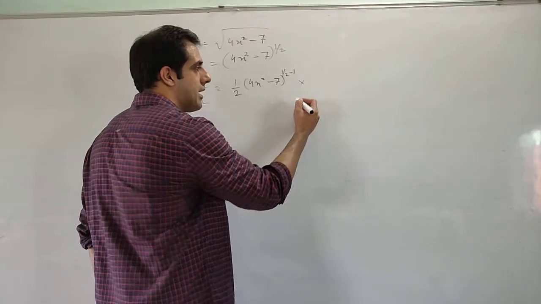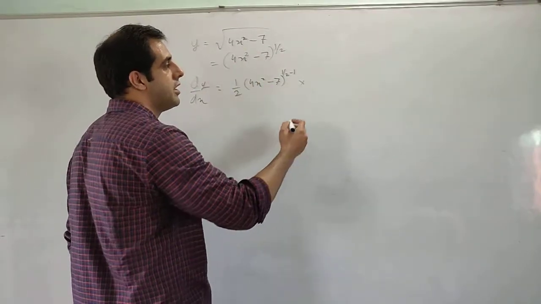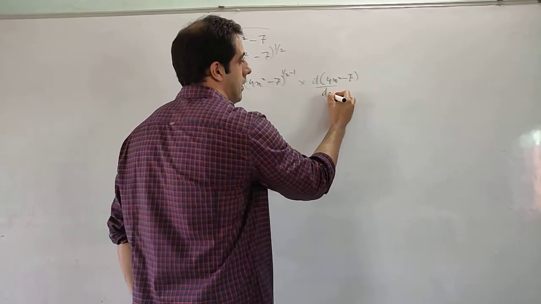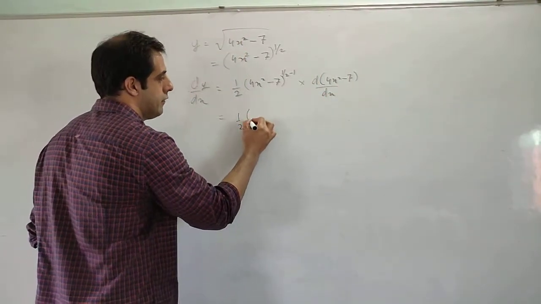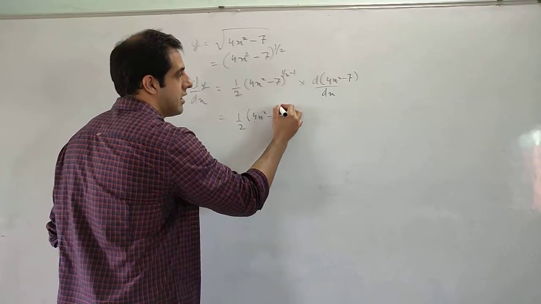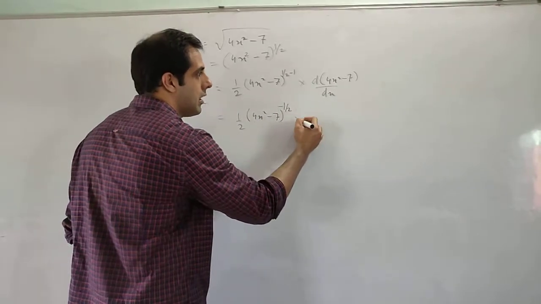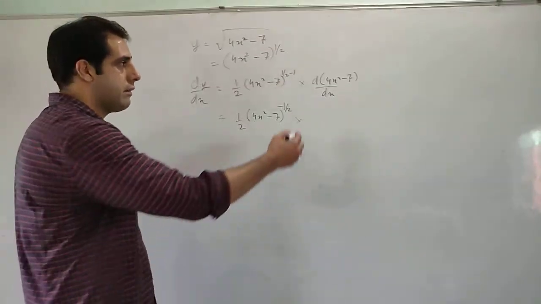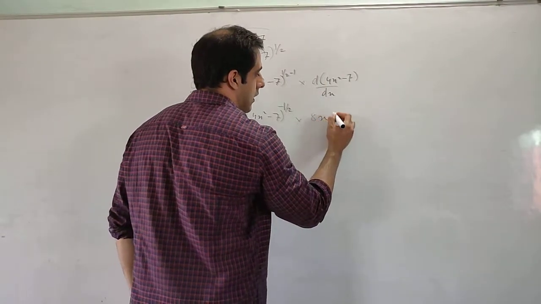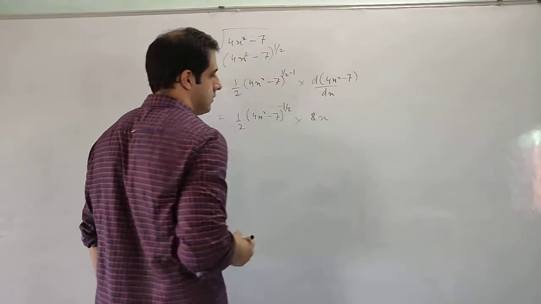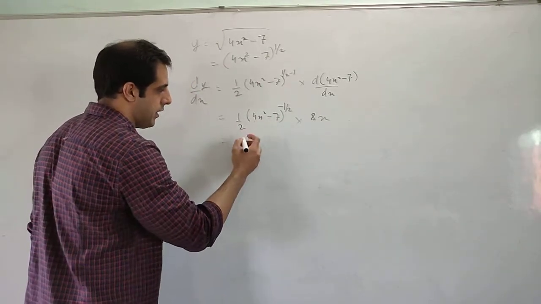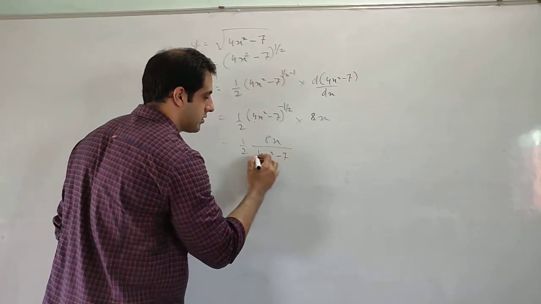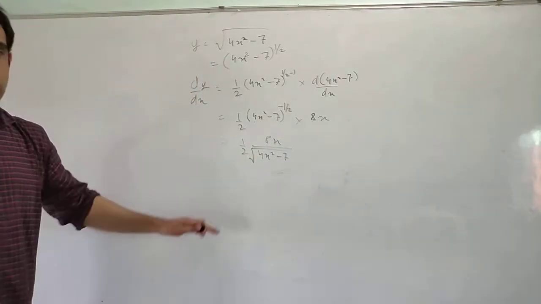What will we do? Multiply, and now we will differentiate the expression inside the bracket. So it will be half times 4x square minus 7 to the power minus 1 by 2, multiplied by the differentiation of 4x square minus 7. You can do that part yourself. The differentiation of this will be 8x. If I simplify this, it will be half 8x times 4x square minus 7 to the power minus 1 by 2. This will be your answer.